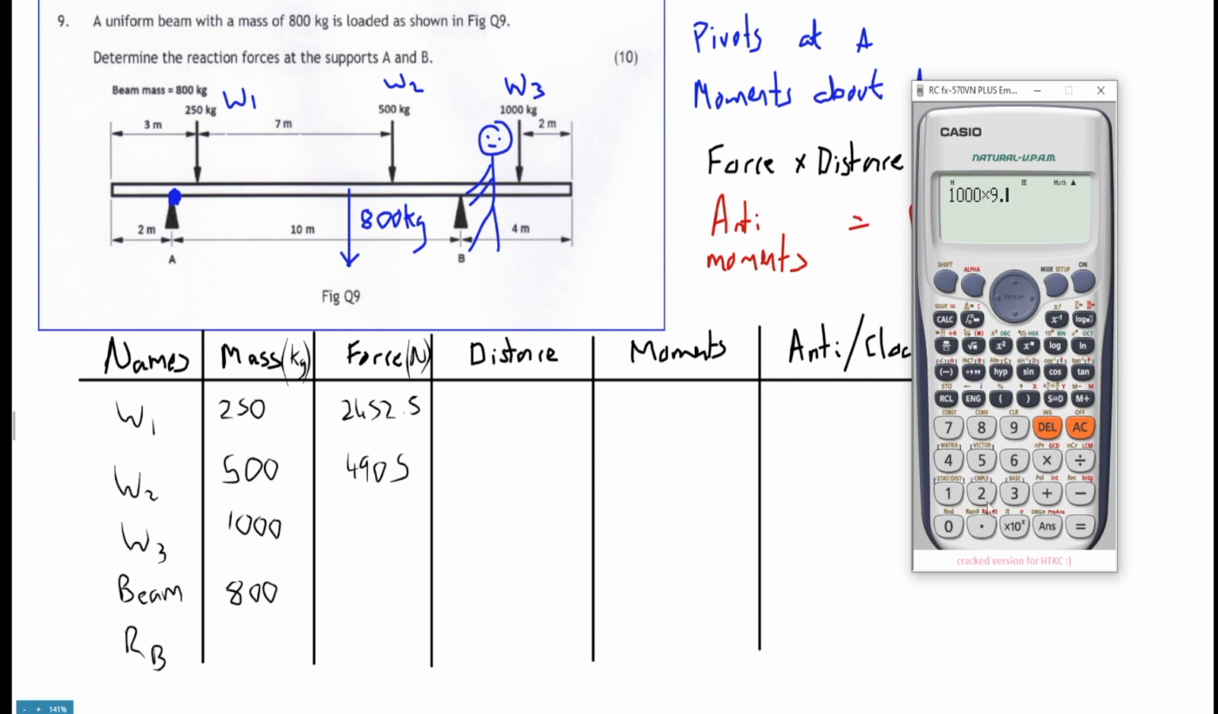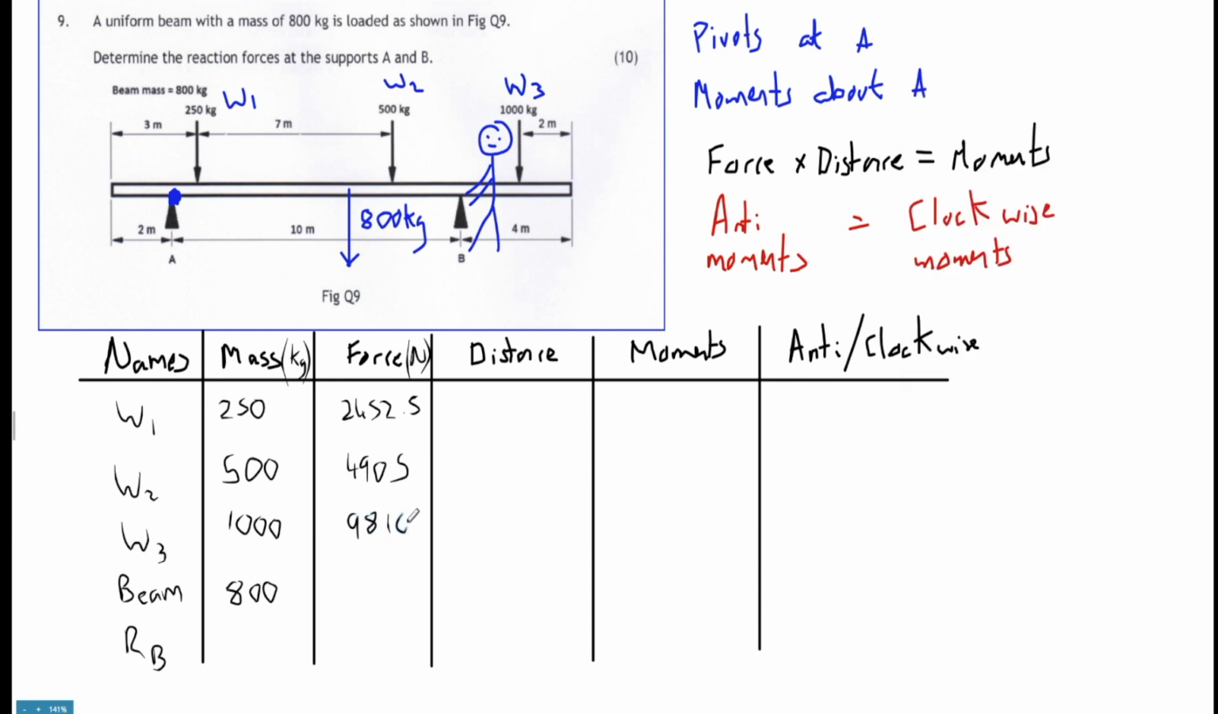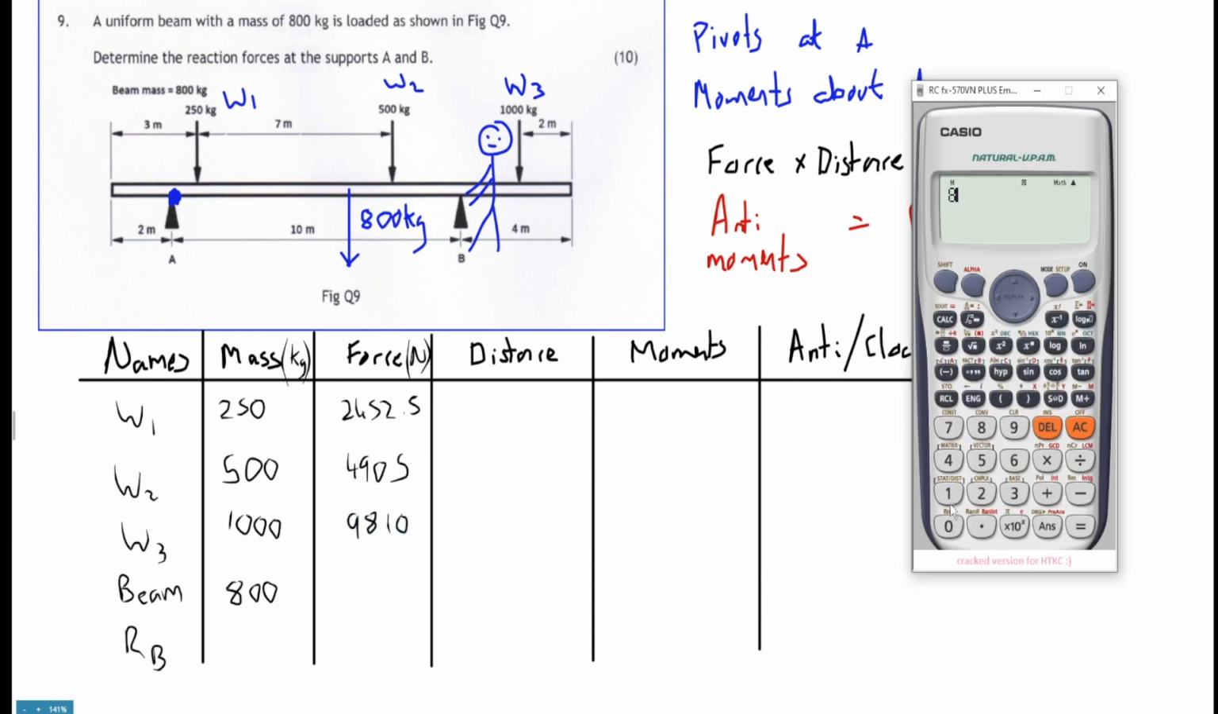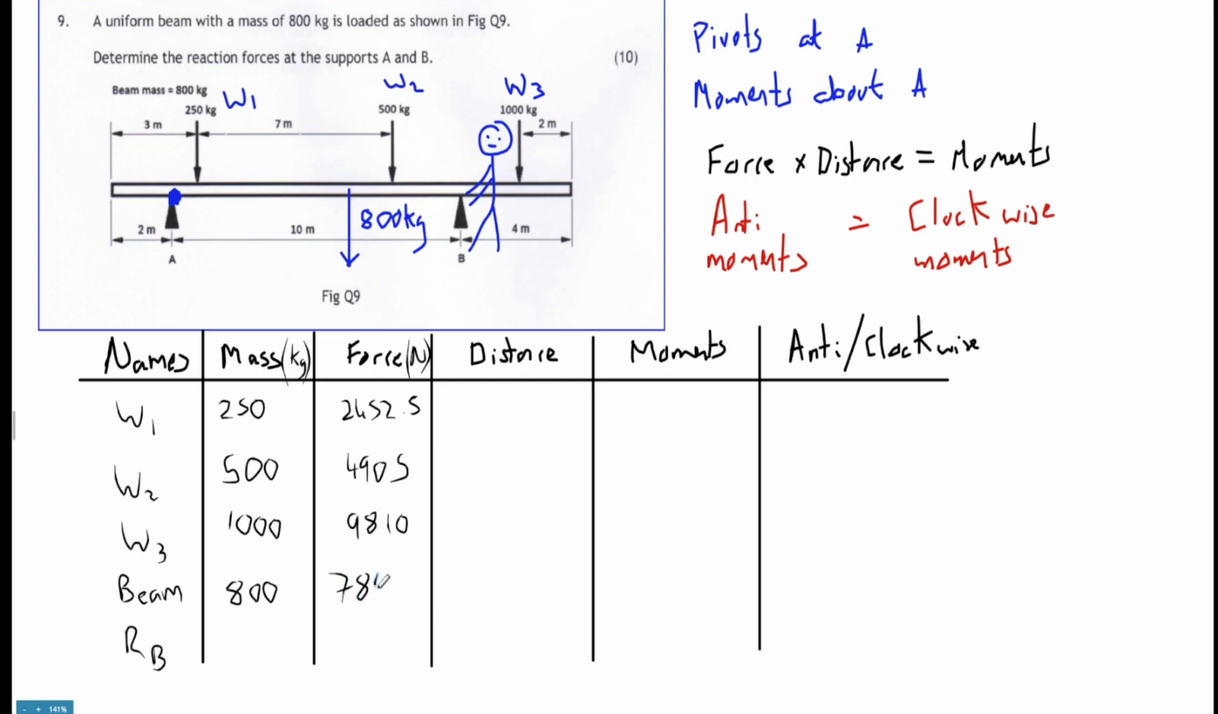Pretty easy. 9810. I'm doing it all on my calculator because I don't want to mess it up. So there's no point trusting my mental arithmetic right now. 7848 newtons. Nice. And then the reaction force, I'm going to call X because I'm looking for that. I'm just going to label it up.